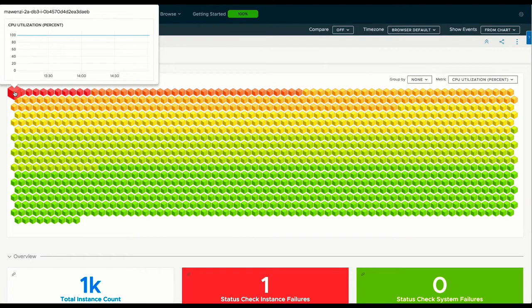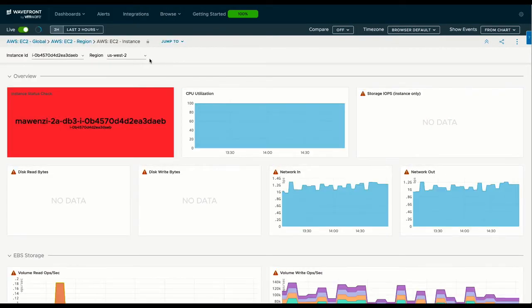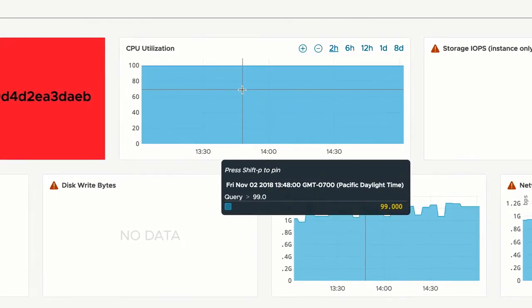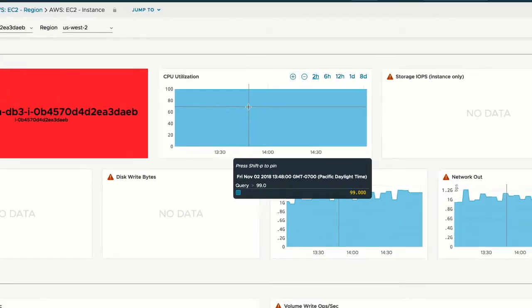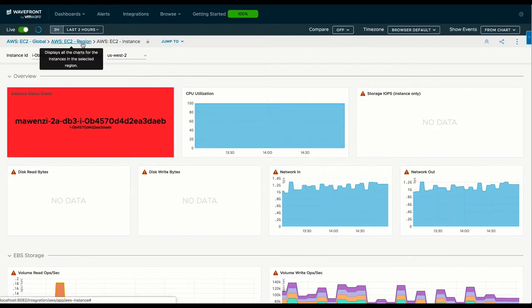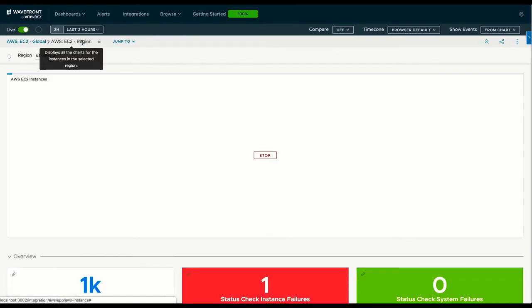the instance dashboard. On the instance dashboard, Carlos can explore all the metrics for the instance. He sees that CPU is far too high, and decides to get in touch with AWS to request higher provisioning for that instance to solve his problem.